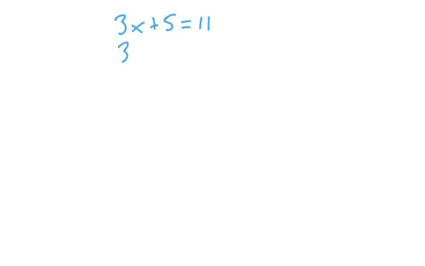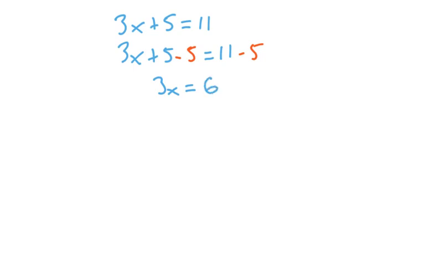So I would say 3x plus 5, and if I want to get rid of that 5, the 5 is currently added. The opposite operation is subtraction. So I'd subtract 5 from both sides. 5 minus 5 is 0, so I get 3x on the left. 11 minus 5 is 6 on the right.